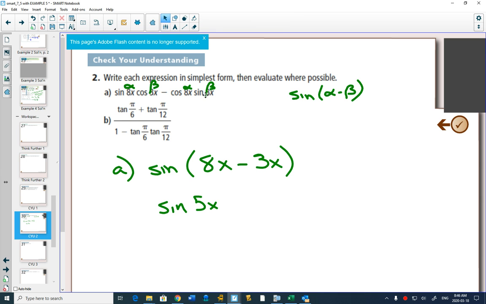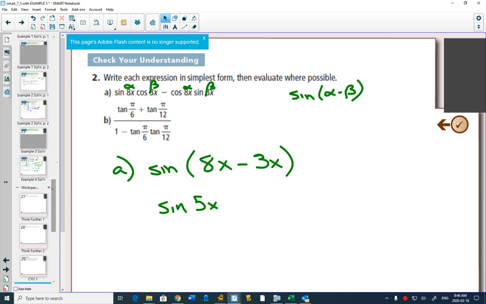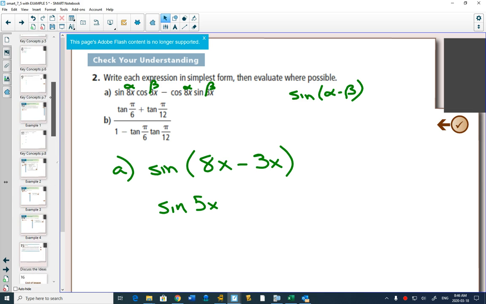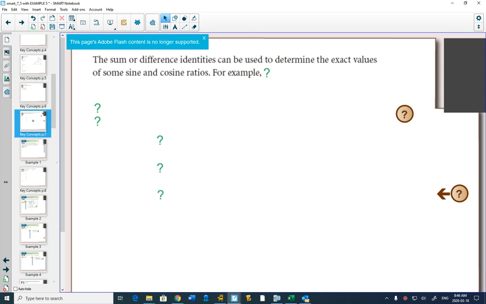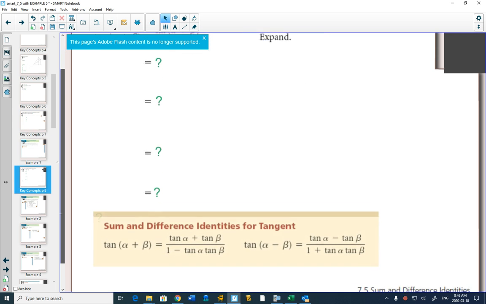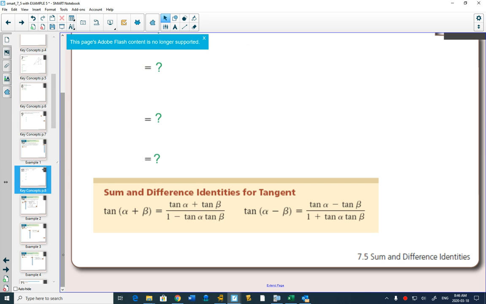So we have alpha and beta formulas. These are called sum and difference identities because on the left-hand side, you're either adding 2 angles or subtracting 2 angles. So that's the reason they're called sum and difference identities. If we just look on the page before, no, that's not the page before. Here we go. You will also see the sum and difference identities for tan. If you add 2 angles inside of tan, if you subtract 2 angles inside of tan.